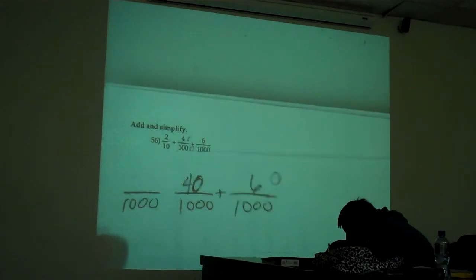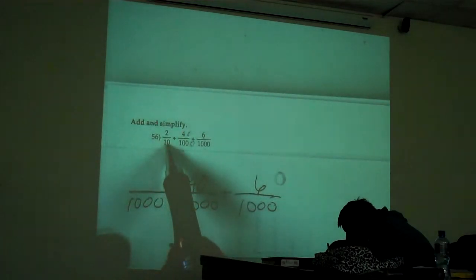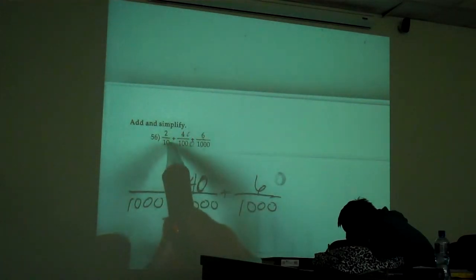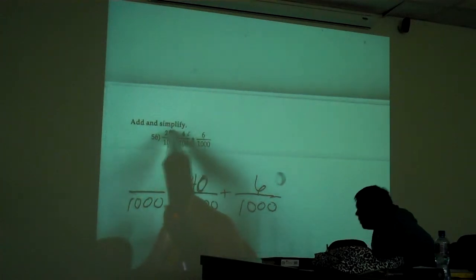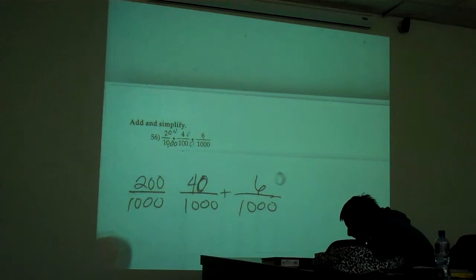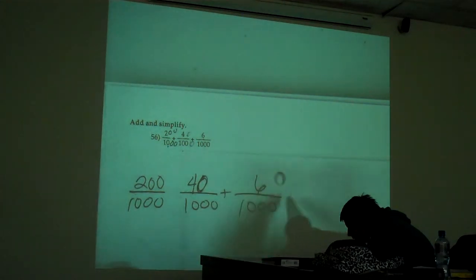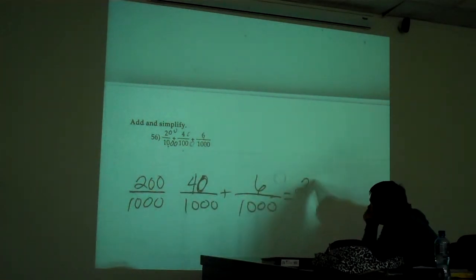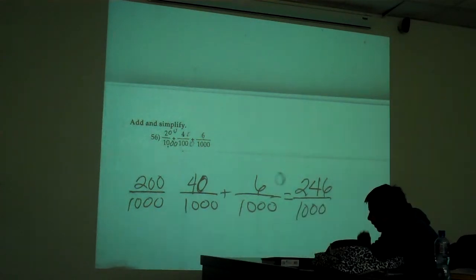Now 10, you added 2 zeros, right? You multiply it by 100. You added 2 zeros, so you got to add 2 zeros to the top. That makes that 200. So if you add it up, 200 plus 40 plus 6, 246. Okay, that should reduce, right?